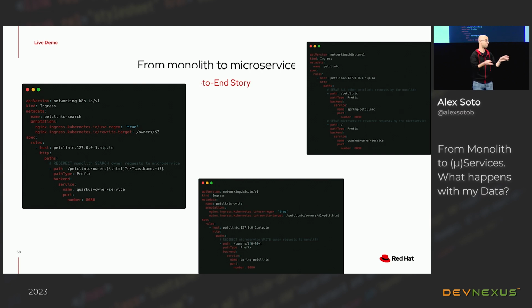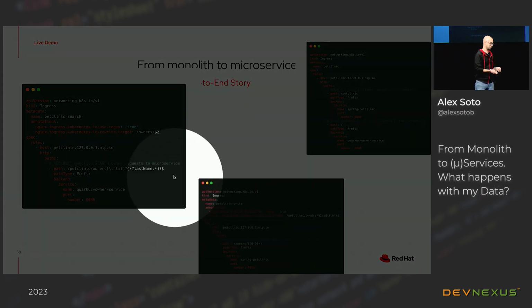All the writes to the old version, all the reads to the old version, except the reads from the owners that I want to send to the new version. And I'm doing this with ingress. This is the Nginx part, okay? So if you are not using Kubernetes, then you cannot use ingress, but if you're in Kubernetes, we can just use ingress to make these rules.